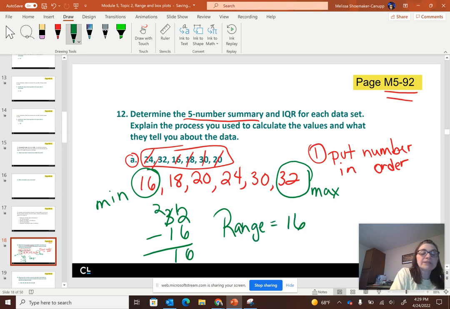Now we're going to be using these same pages again tomorrow to go through how to find the interquartile range and what it is. But right now, I just want you to focus on the range.